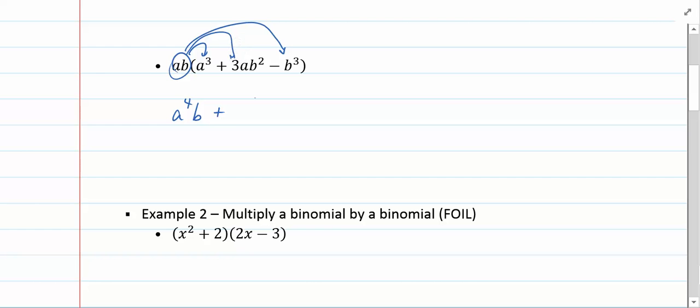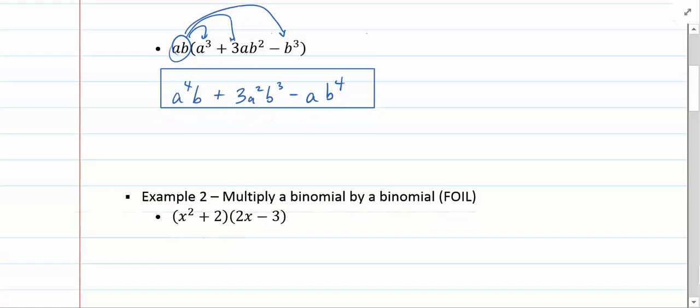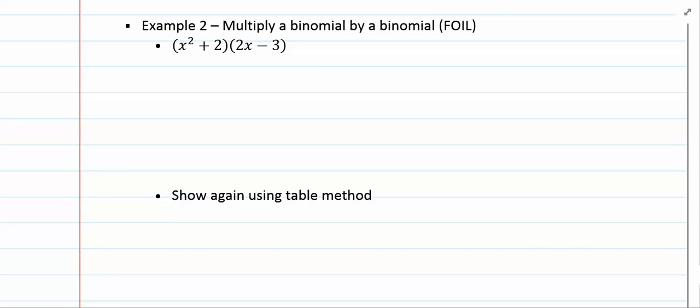plus, now for this middle term, 3a squared b to the 3rd. Again, we're combining the a's with the a's and the b's with the b's when it comes to multiplication. And lastly, we end with a negative ab to the 4th power. If you weren't following along, or if it didn't make sense how I got these results, please be sure to ask a question when class starts tomorrow.